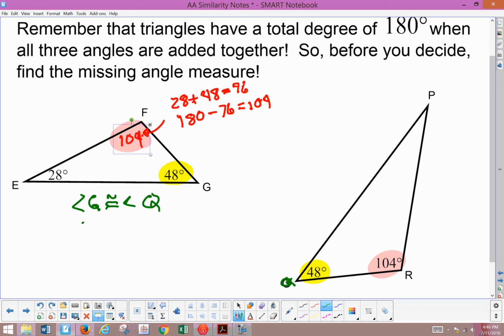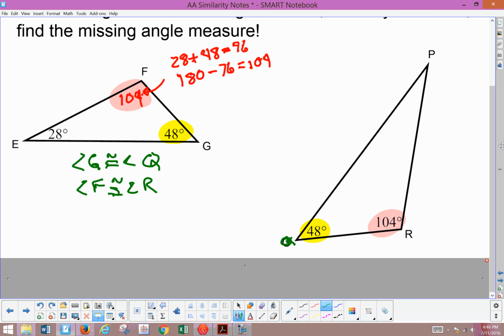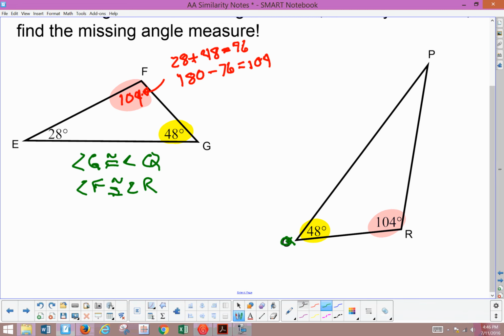And I know angle F is congruent to the angle R. That is two angles congruent. Since I have two angles congruent, I can say the triangles are similar.